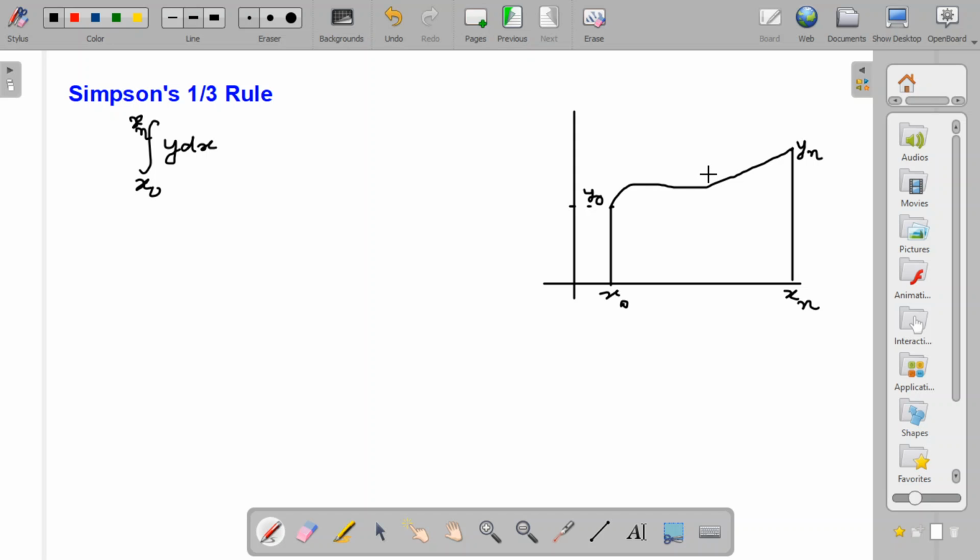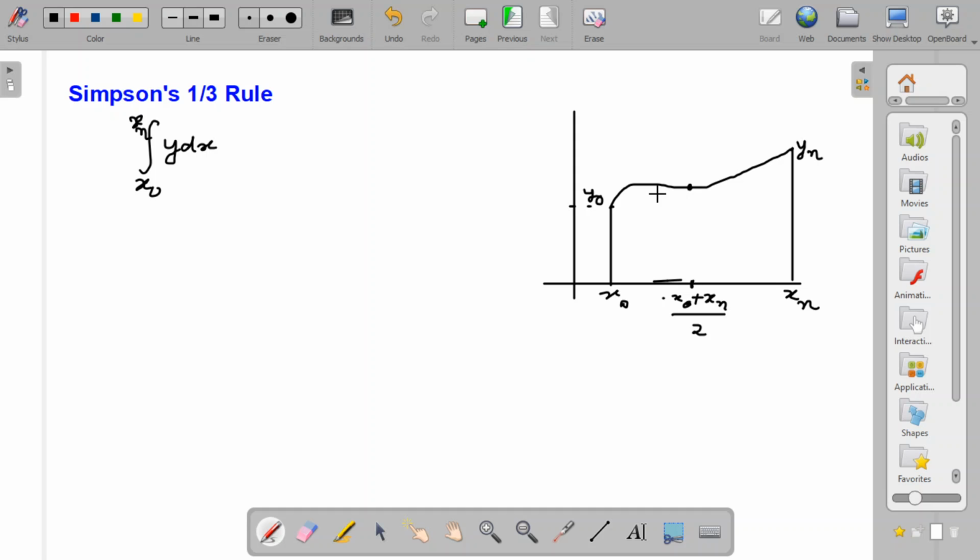Now, Simpson's 1/3 rule is a different kind of approximation, or you can say it is a little better approximation. So here what is done is you consider a point midway between x0 and xn. So let me consider the point midway between x0 and xn as here. So the value of the point will be x0 plus xn by 2. This is the midpoint of x0 and xn. Now the value of the function at the point x0 plus xn by 2, that is this.